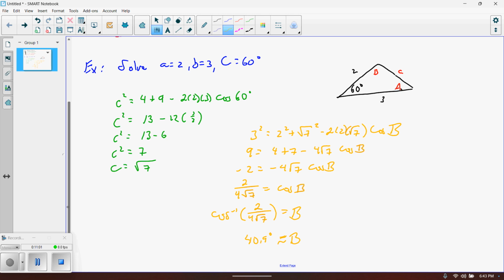And we're going to say that, okay, we know that angle C is 60. We know that angle B is 40.9. And we have to add angle A to get to 180. So that's going to be 100.9 plus angle A equals 180, or subtracting on both sides, angle A is going to equal 79.1 degrees.